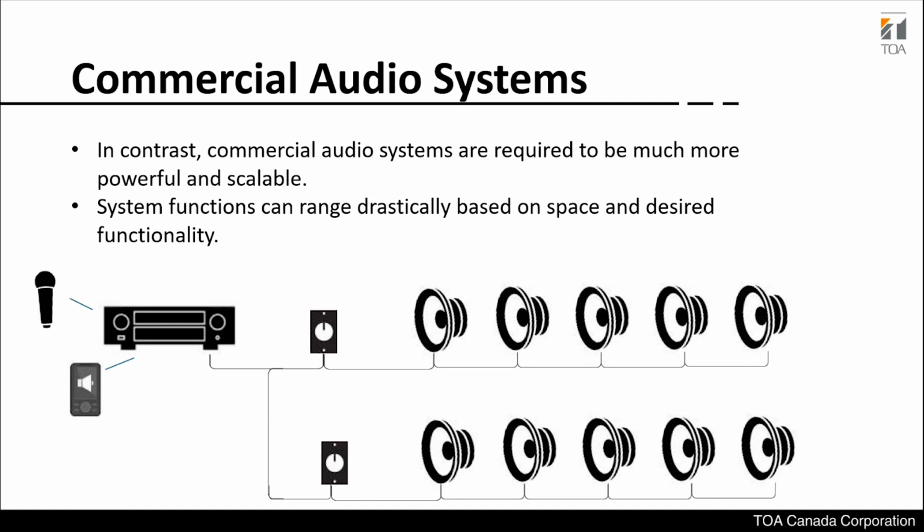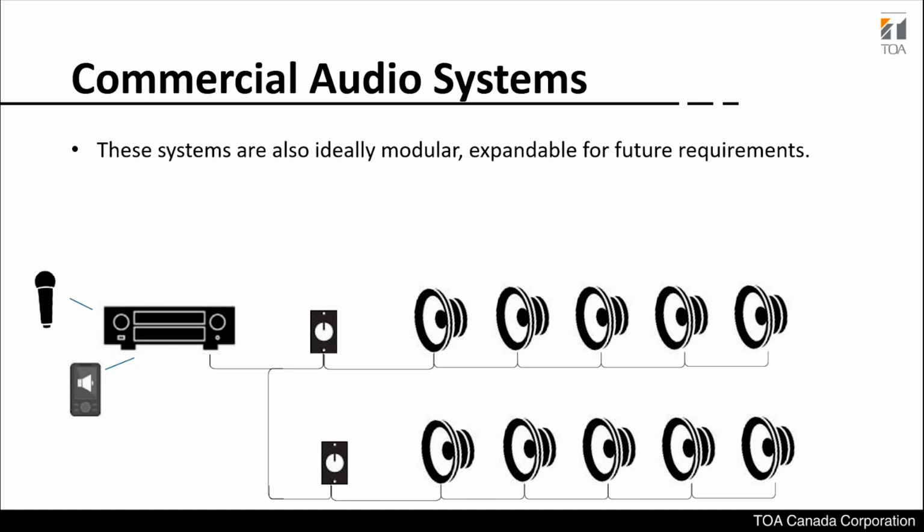In contrast, commercial audio systems are required to be much more powerful and scalable. These systems aim to create a setup optimal to the space. System functions can range from a simple chain that connects an amplifier to a speaker, and the first speaker connects to another speaker, and so on, all the way to a versatile paging, communication, and music system. These systems are also ideally modular and set up in such a way that makes it easy to expand given future requirements.